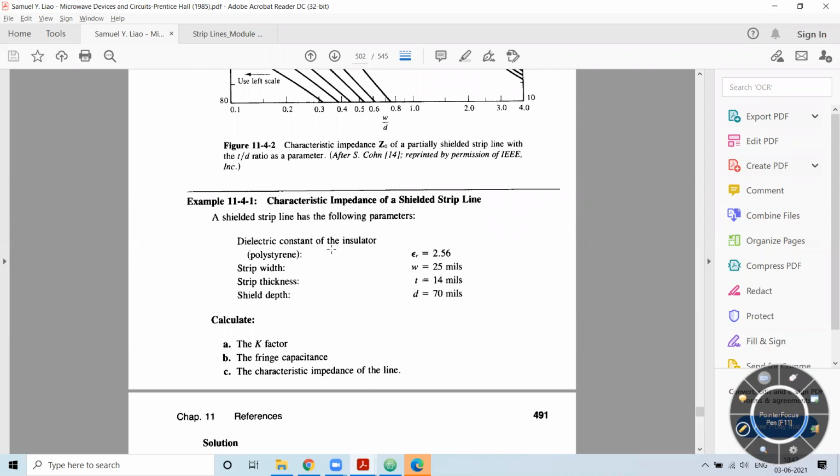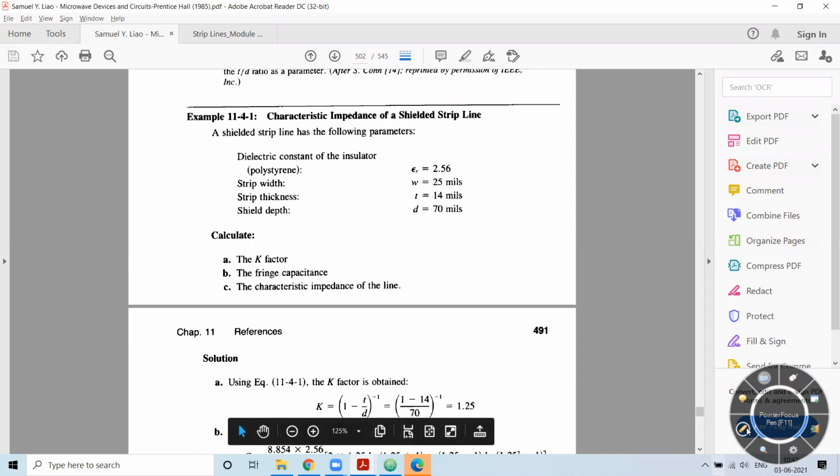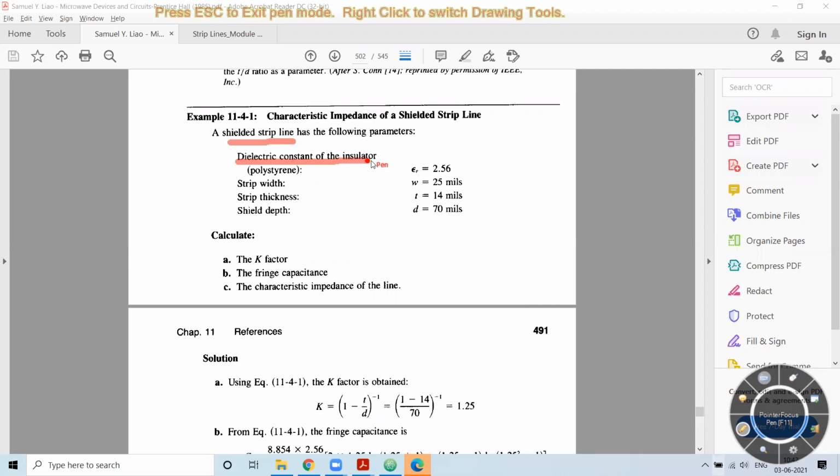So here we have a problem associated with that equation. A shielded strip line has the following parameters: the dielectric constant of the insulator, that is the dielectric material, is epsilon r, which is 2.56. Strip width is 25 mils, strip thickness is 14 mils, and shield depth is 70 mils. All parameters are specified. Find the K factor, find the fringe capacitance, and find the characteristic impedance.